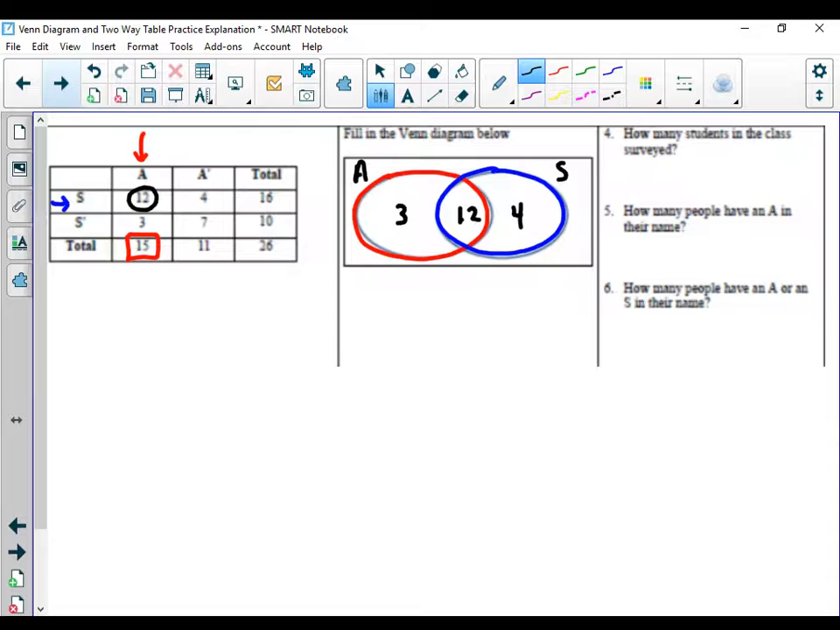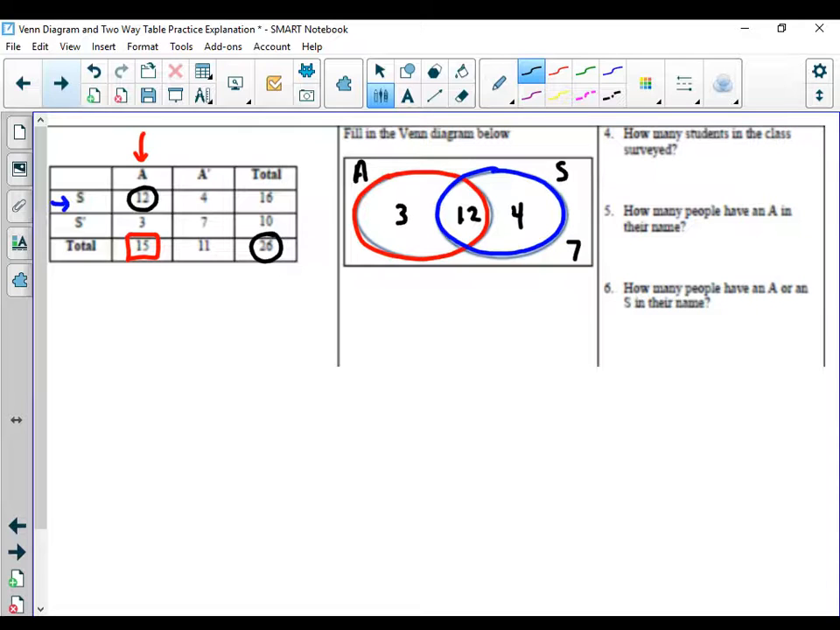But remember, the entire sample space included 26 people. So if I have 19 and I need 26, that leaves me 7 here on the outside. So don't forget about the ones on the outside because those are important as well.